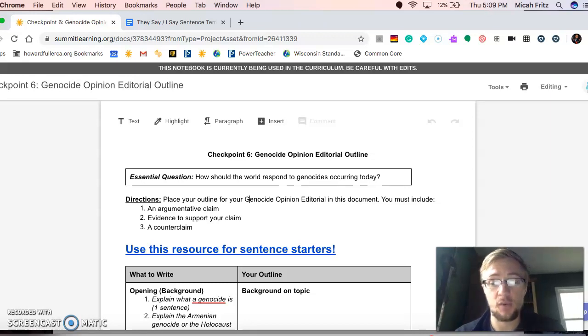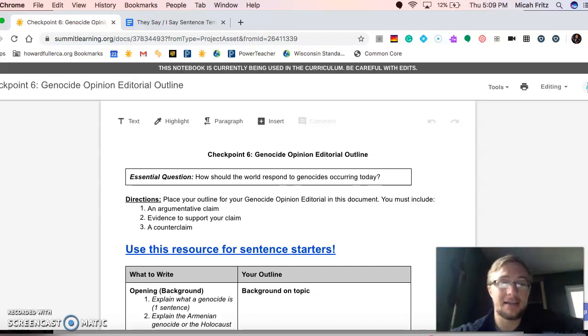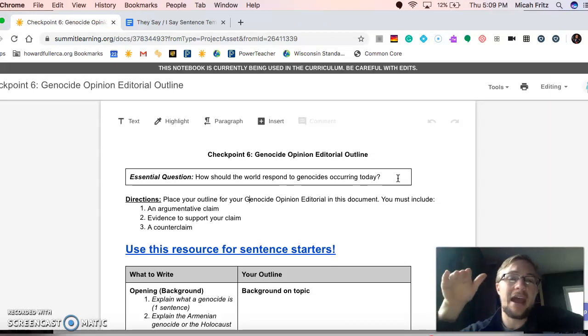For this checkpoint, you are going to be starting to make your outline for the opinion editorial that you are going to be writing about genocide in the world today, alright? Our essential question is up at the top here. It still says, how should the world respond to genocides occurring today? So that means your goal in your opinion editorial is you should be deciding, how do you think we as the world, we as people, should respond to genocides that are occurring today?